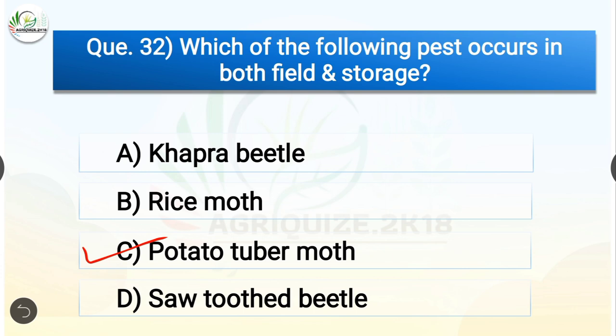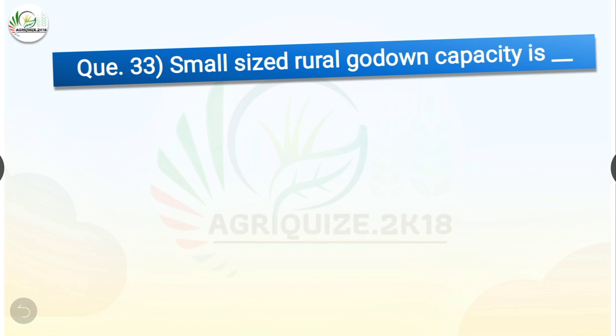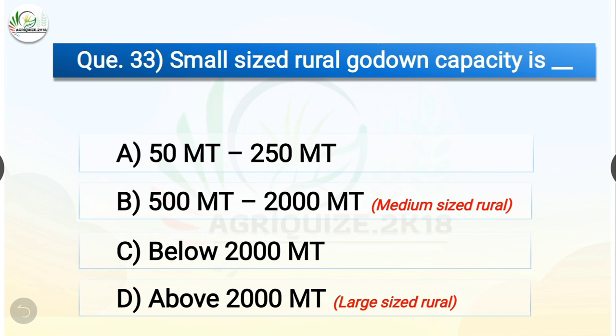Question number 33. Small sized rural godown capacity is dash. The options are 50 metric ton to 250 MT, 500 MT to 2000 MT, below 2000 MT, or above 2000 MT. The correct answer is option A, 50 MT to 250 MT. So small sized rural godown capacity is 50 MT to 250 MT, whereas medium sized rural godown capacity is 500 MT to 2000 MT, and large sized rural godown capacity is above 2000 MT.